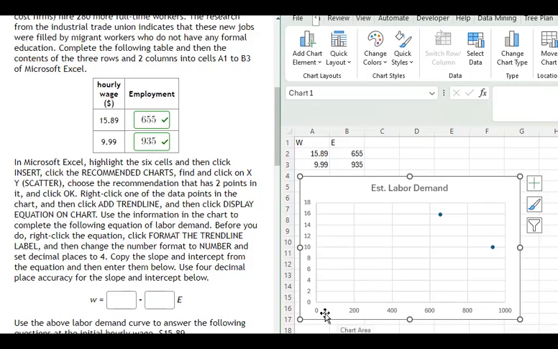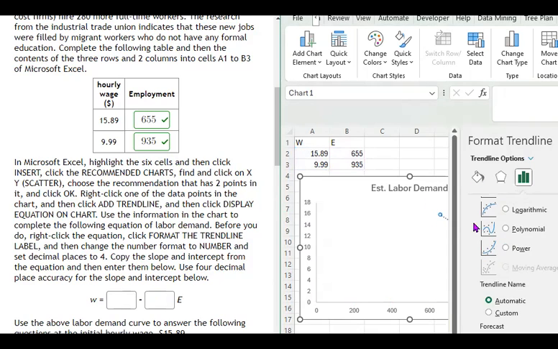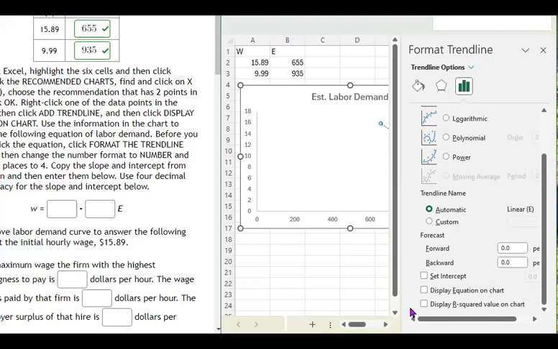In the first quadrant, that means E is on the right side, and the wage rate is on the left side. So I'm going to get rid of the grid lines. Then I'm going to right click on a data point and add a trend line. I'm going to make sure linear is chosen, and then display the R square and the equation on the chart.